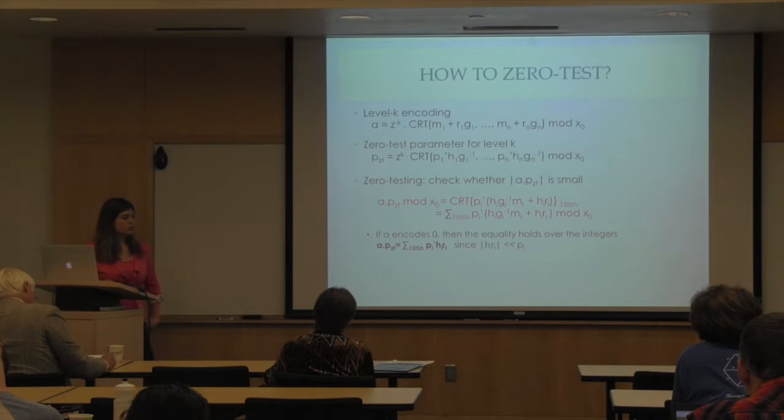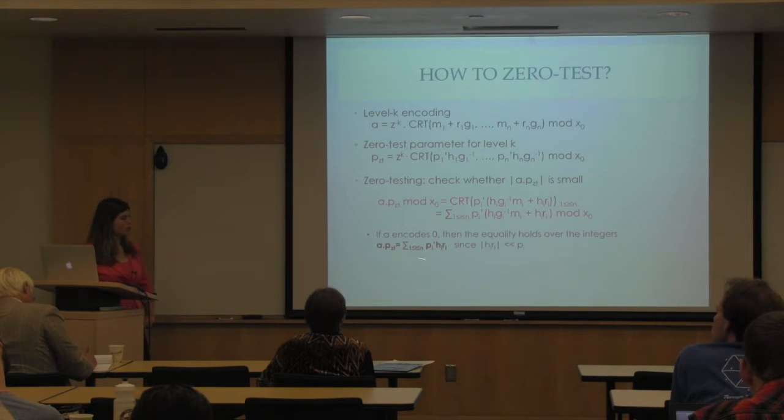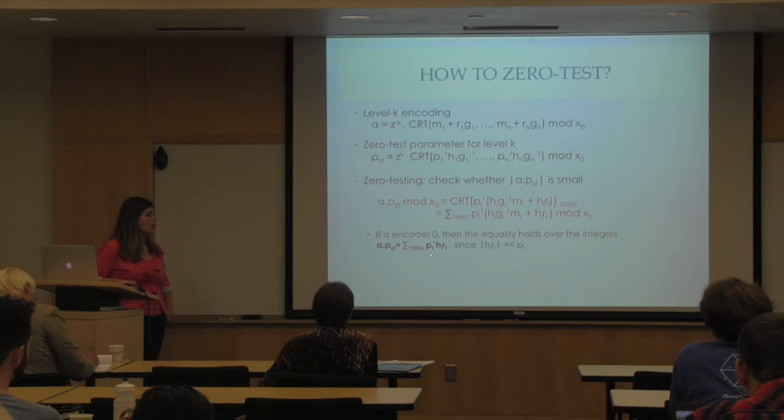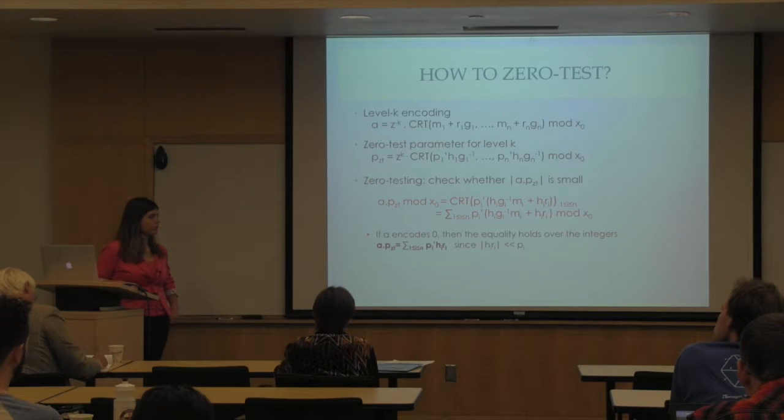So what this tells us is that this equality holds not only modulo x0, but it also holds over the integers, because we are guaranteed that we won't have a wraparound on x0 in the case when we have an encoding of 0. So here we are guaranteed that if a encodes 0, then we can test that this product has a small value.